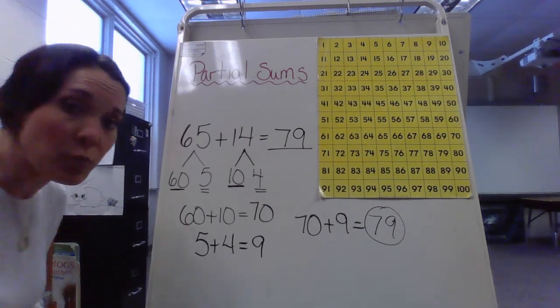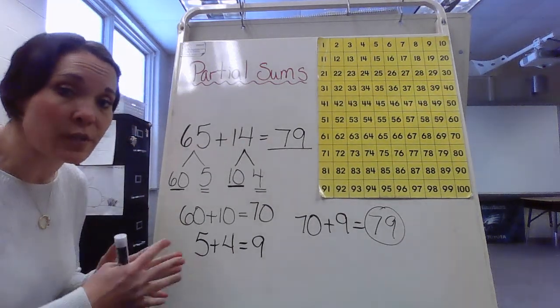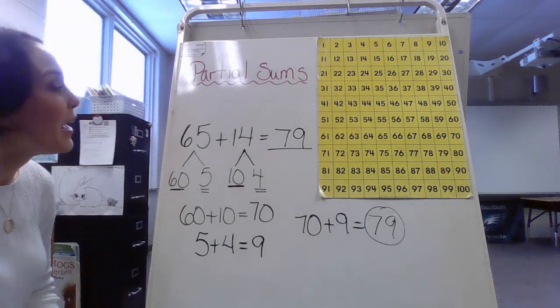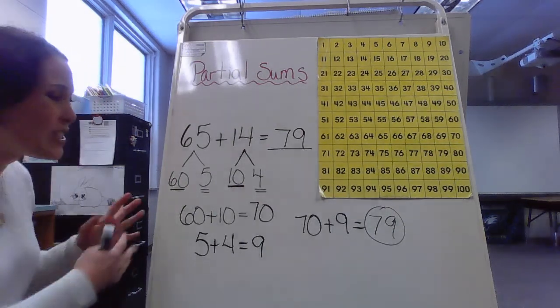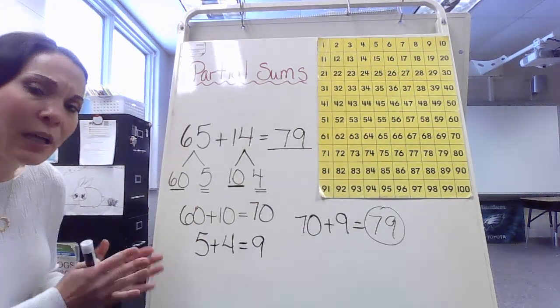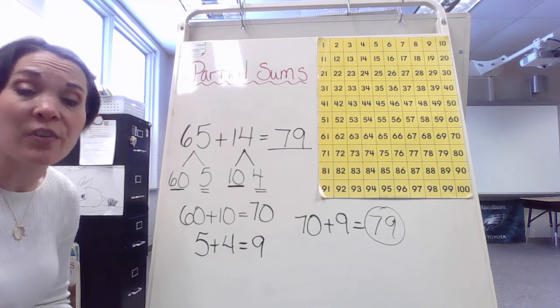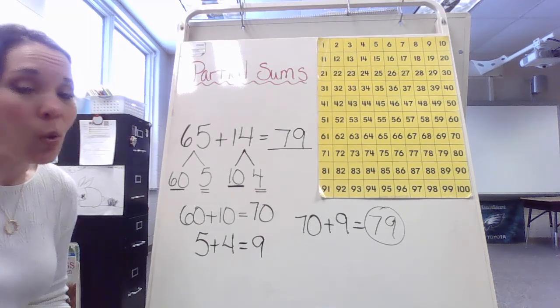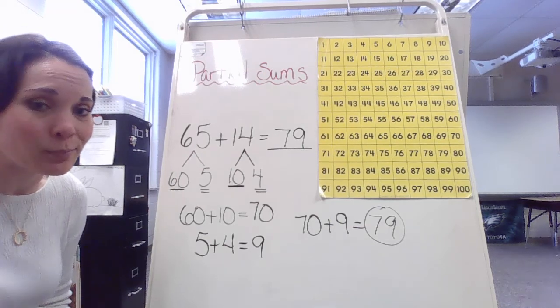So that is how we're going to use partial sums to help us solve these 2 by 2 digit addition number sentences. It does look like a lot of work, but we are breaking it down so it could be a little bit easier, maybe for those folks that really enjoy using place value concepts. So hold tight, get ready for another example.